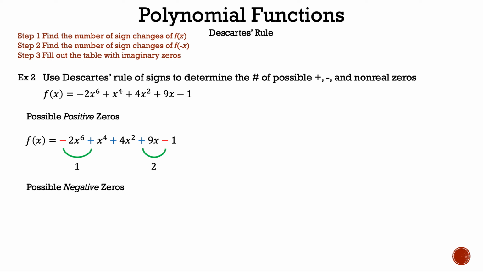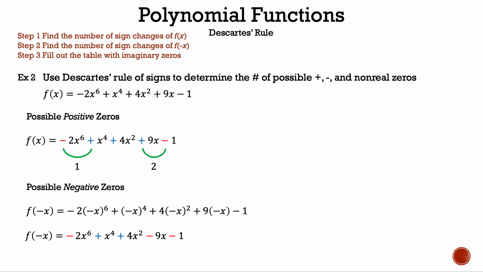Second, let's determine the number of possible negative zeros. In this case, we have substituted negative x for each x. After simplifying, we have only changed 1 sign. Do we remember that pattern? That's correct. The sign in front of every even power remains the same. The sign in front of every odd power changed.